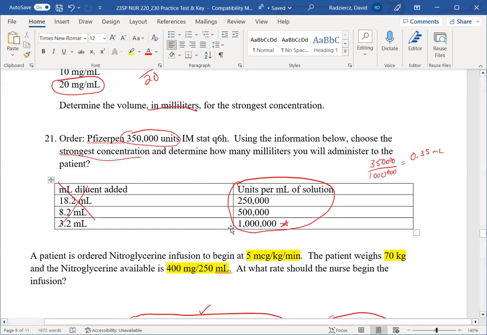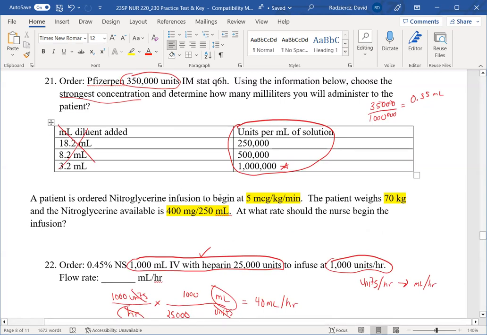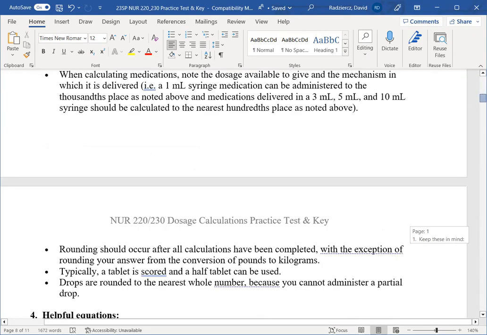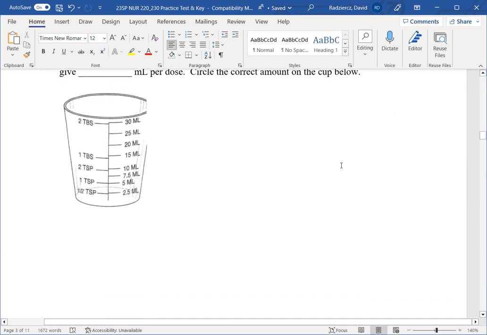Also, I put in a few extra questions that are not in the original version of the practice test. This question here is coming from a 4th semester question, because someone asked me about converting micrograms per kilogram per minute to milliliters per hour, and that's what this question is. I think that's more for 4th semester or the other campuses. I don't think that applies to you at Allegheny at the 220, 230 level.